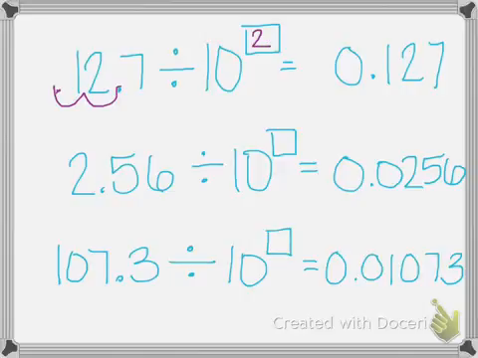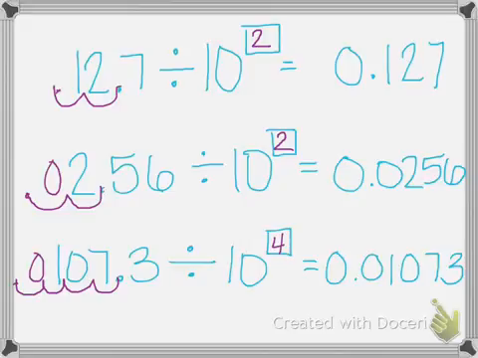The next one is 2 and 56/100 divided by 10 to the blank. Again, we actually have a 0 and then our decimal point, so it moves 2 spots to the left. So again, our exponent is 2. The last one, 107 and 3/10 divided by 10 to the blank. Again, we have a 0 and then our decimal point. So it moves 2, 3, 4 spots to the left. So our exponent is 4.